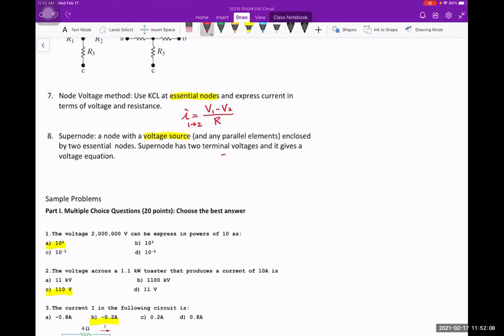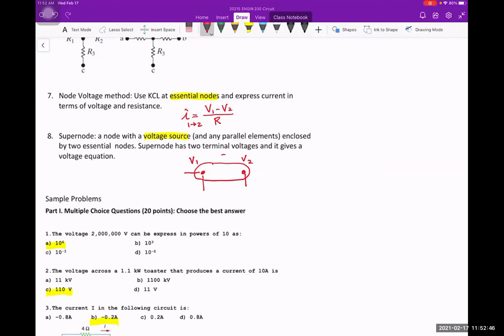A super node is a node where you have two terminals. So you have one node here and the other node here. This node, let's say, is V sub 1. The other node will have a different voltage, which is V sub 2. And you can have several connections to each one of the nodes. For each one of the nodes, you have to write a current equation based on the voltage that is connected to the super node. So you have to use another way to get the solution.